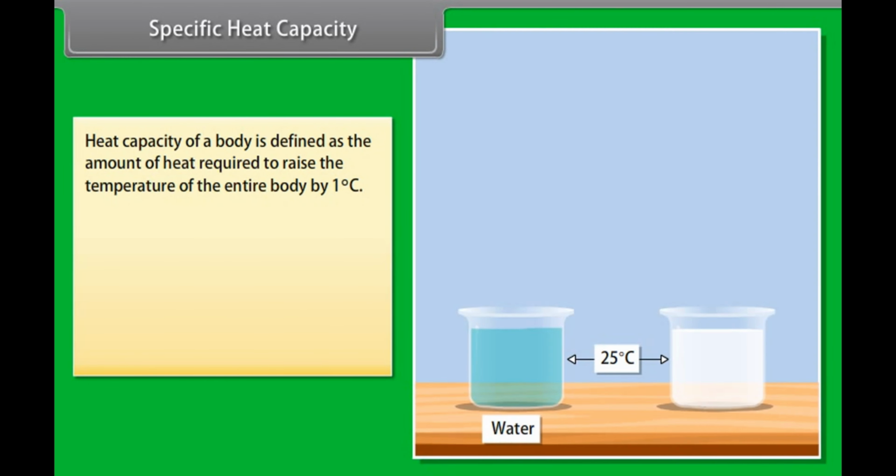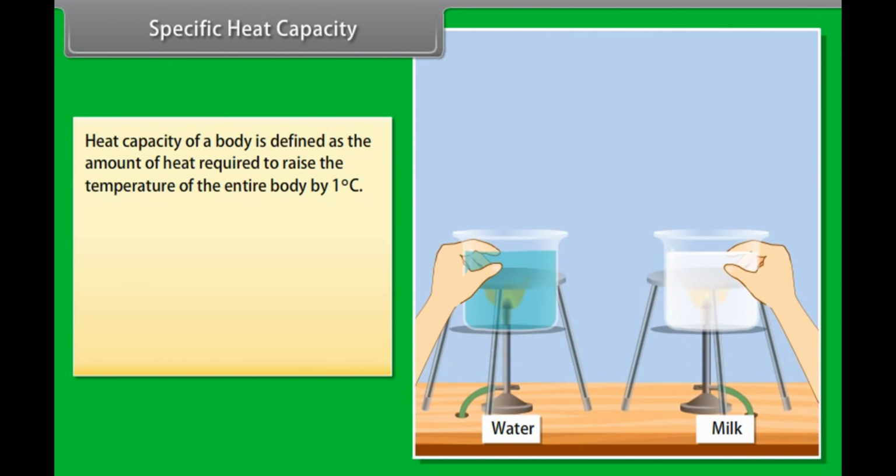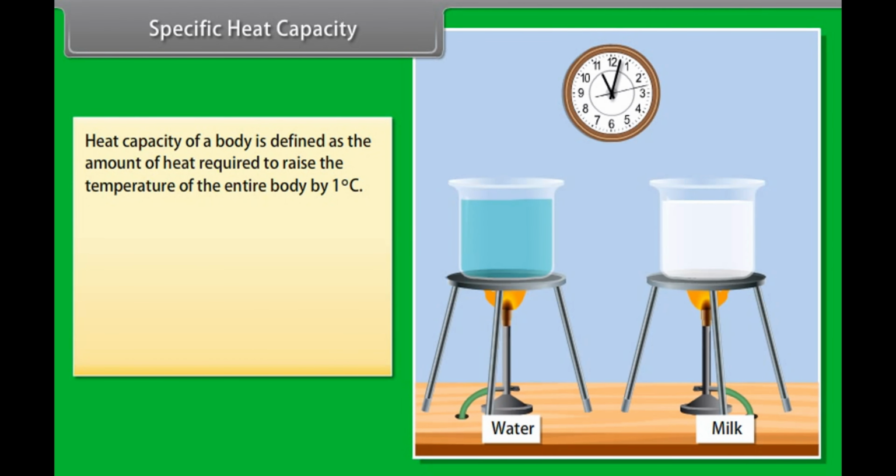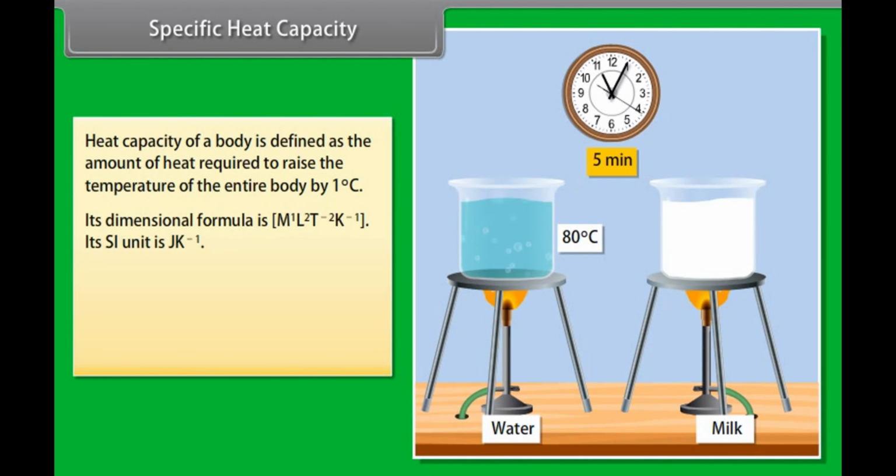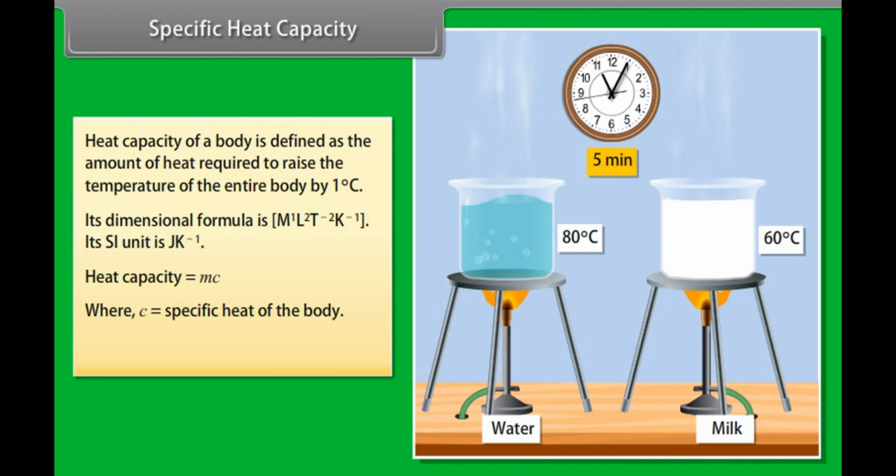Heat capacity of a body is defined as the amount of heat required to raise the temperature of the entire body by 1 degree Celsius. Its dimensional formula is M L squared T to the power minus 2 K to the power minus 1. Its SI unit is joule per Kelvin. Heat capacity is equal to m c, where C is the specific heat of the body and m is the mass of the body.